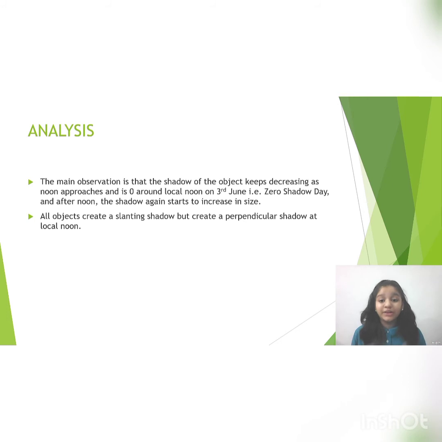After performing the whole experiment, we mainly observed that the shadow of the object keeps decreasing until the noon approaches, and at local noon, the shadow is absolutely zero on the zero shadow day, that is 3rd June. And after noon, the shadow again starts to increase in size. Also, all objects create a slanting shadow, but at noon, the shadow is exactly perpendicular to the object.